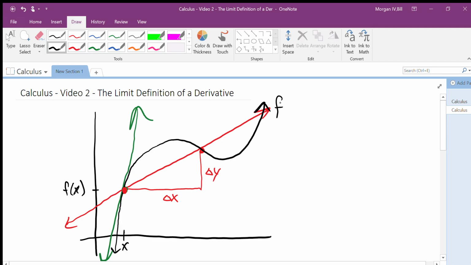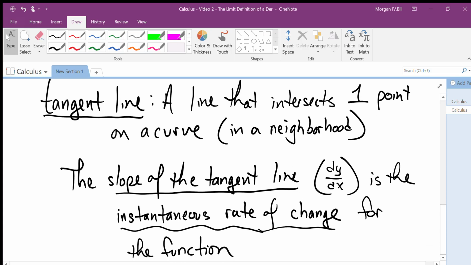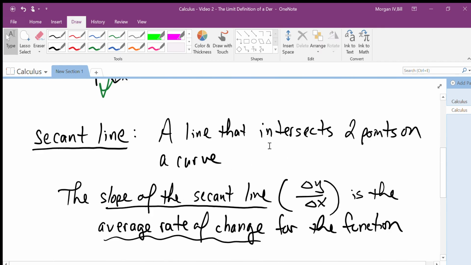As you can see, that secant line, that line in red there, we said it's a line that touches 2 points on a curve. If you look, it actually touches a third point on the curve, kind of up here in this region, but we don't care about that. In a particular neighborhood, it touches 2 points on the curve as opposed to 1 point. All right, the slope of the tangent line, dy dx, and we're using d here as opposed to delta to designate a really small change, is what's called the instantaneous rate of change for the function. It's how much the function is changing at that one particular point. That is the idea of a derivative.